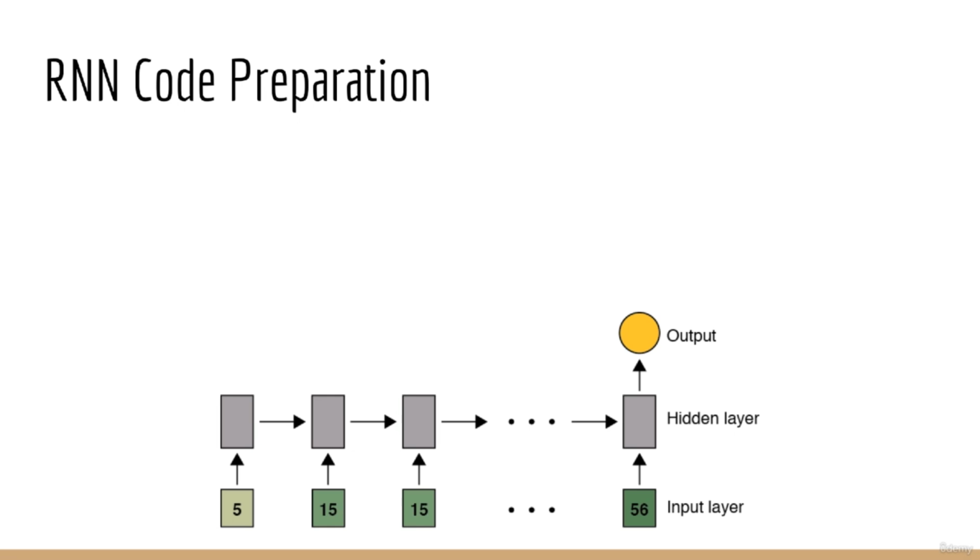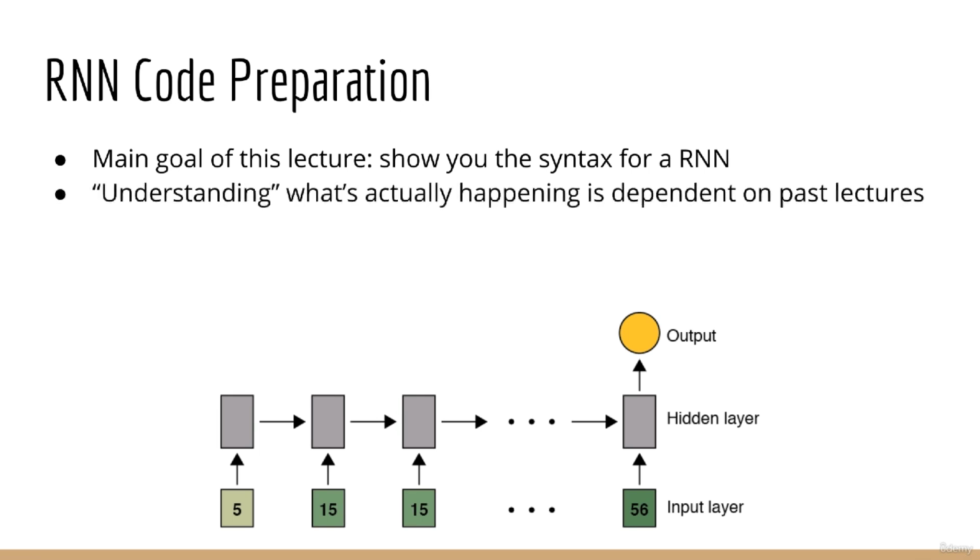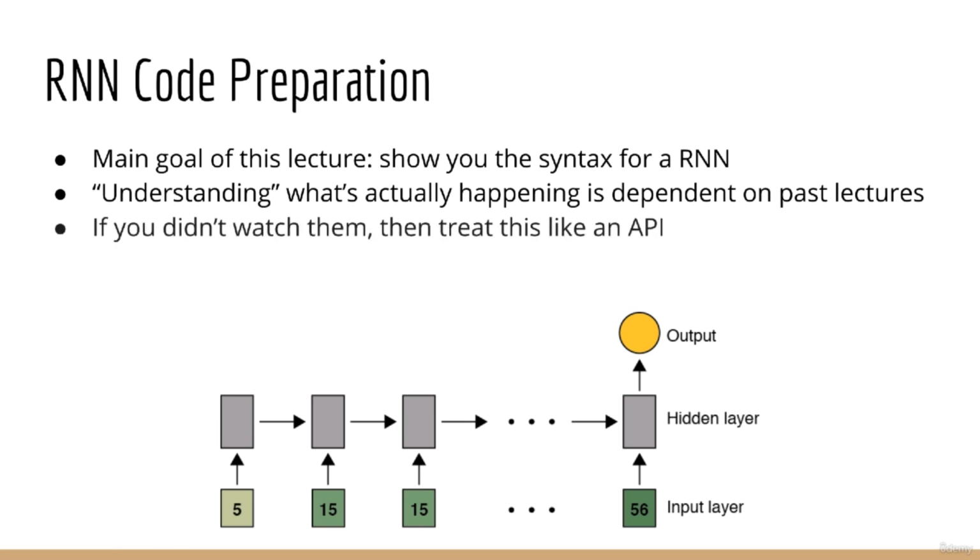In this video, we will be doing code preparation for RNNs in order to preview the code that we will write next. As before, the main purpose of this lecture is to show you the syntax so that you are not surprised when we use it later. Whether or not you understand what this code is doing will depend on whether you watched the previous lectures. If you did, then you will know what's going on under the hood. If not, that's okay too. You can simply treat this like an API.